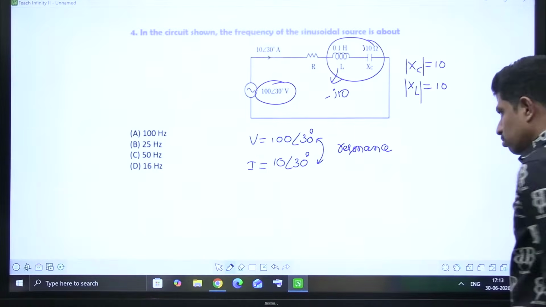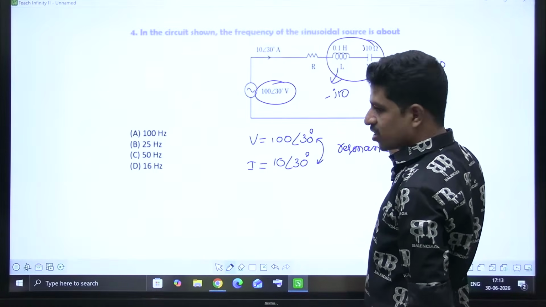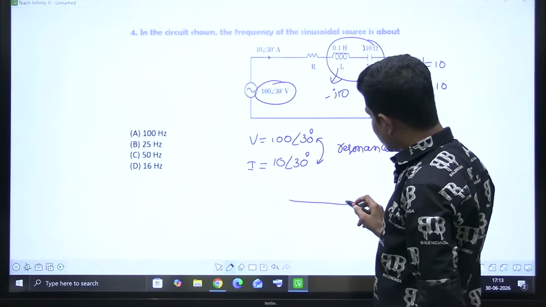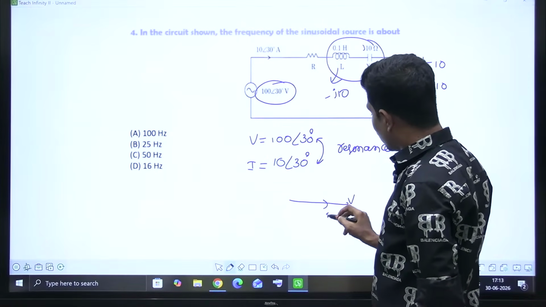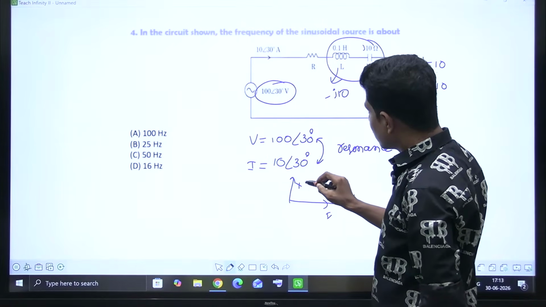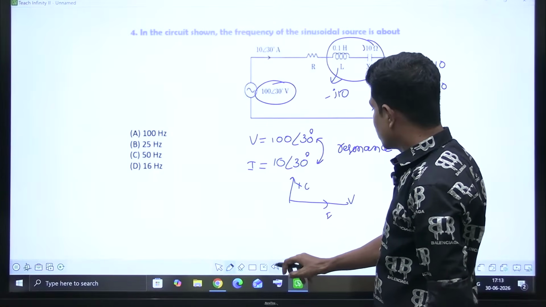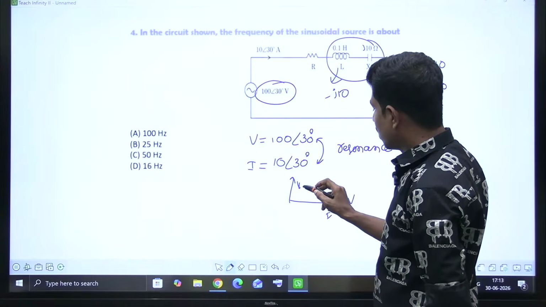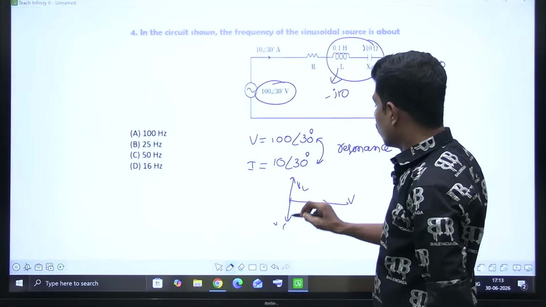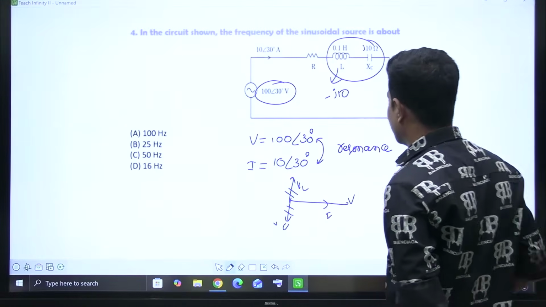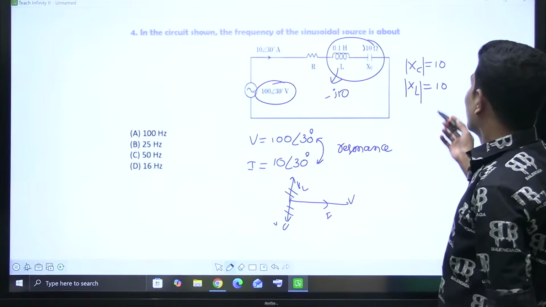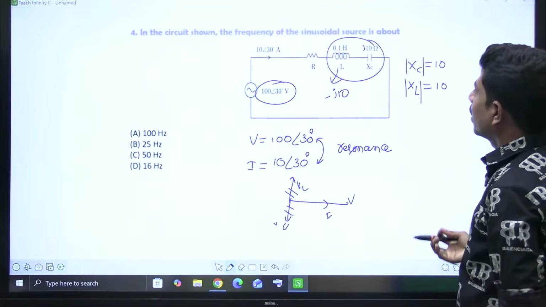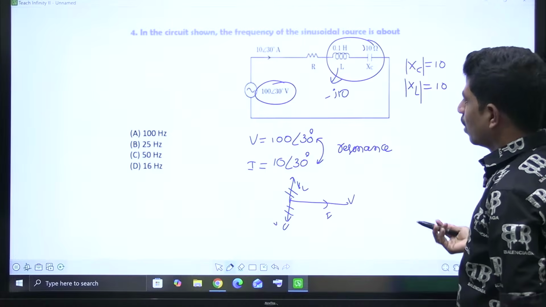Sir, how do you know? It is a series RLC circuit, but the current is exactly in phase with the voltage. This is VL and this is VC, both exactly equal and opposite, so they get cancelled, right? Now, XC is 10, XL is also 10, right?